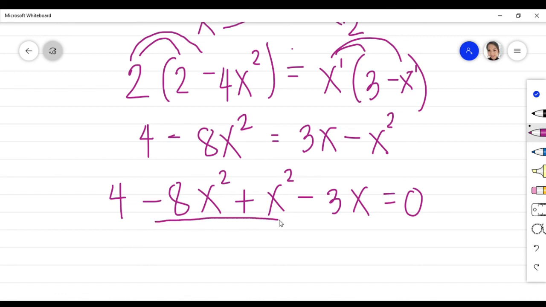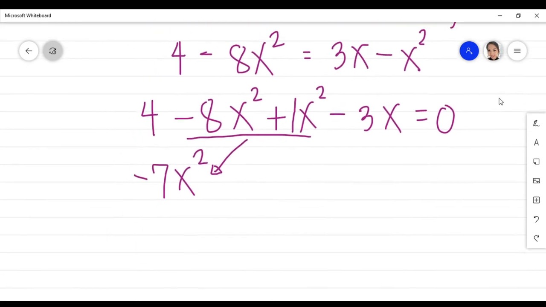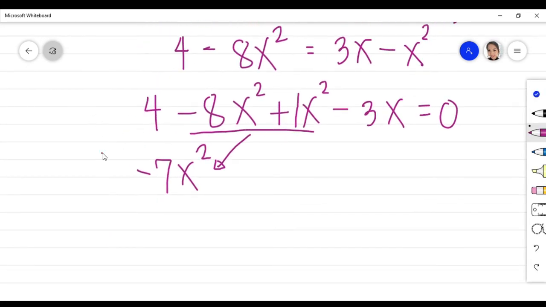So we can combine these. Remember that we have here an invisible 1, so we have to add negative 8 plus 1. Since they have different signs, 8 is negative and 1 is positive, we will do subtraction. So 8 minus 1 is 7. Which is bigger, 8 or 1? Obviously it's 8, so we copy the sign of 8, which is negative. So it will be negative 7x squared. Do not forget to copy 4. 4 minus 7x squared minus 3x equals 0.